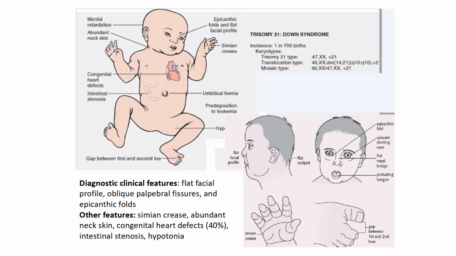Other common findings include a single transverse palmar crease, sometimes called a simian crease, hypotonia, and a gap between the first and second toes. From a pathology perspective, what really matters are the associated conditions, especially congenital heart defects, which occur in about 40% of patients. AV septal defects are the big ones to remember. There's also an increased risk of intestinal abnormalities like duodenal atresia and a predisposition to leukemia, particularly acute lymphoblastic leukemia.